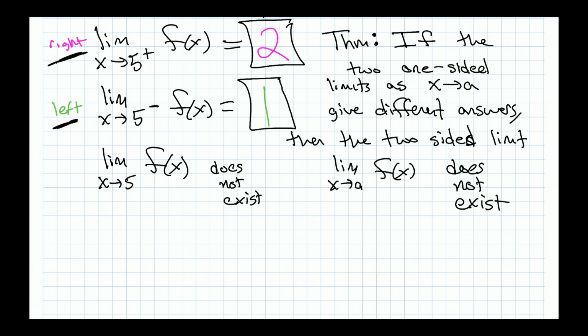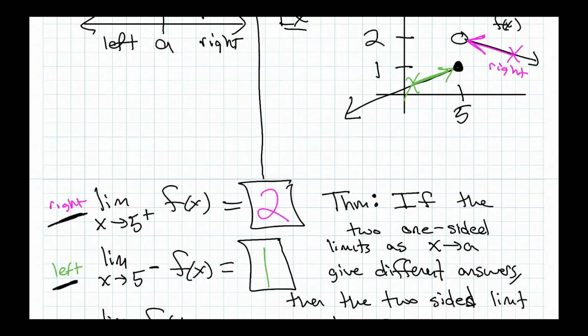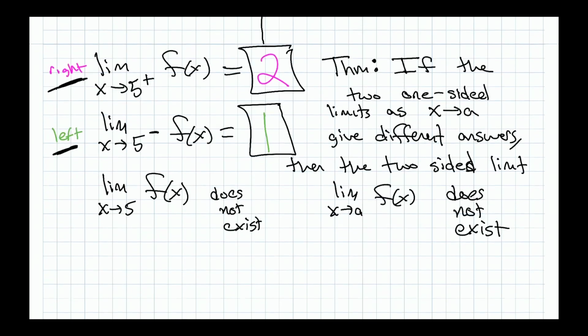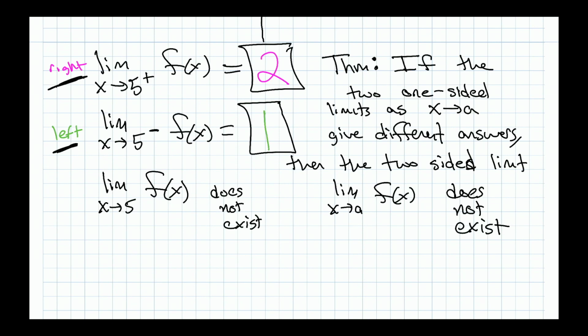Okay, because if you look at the graph, well, think about it. What would your answer be? You're supposed to trace the curve, but you trace the curve on the right, you get 2. You trace the curve on the left, you get 1. So what's your answer, 1 or 2? And the answer is neither, right? You have to get the same answer twice, and then you have a limit. Okay?